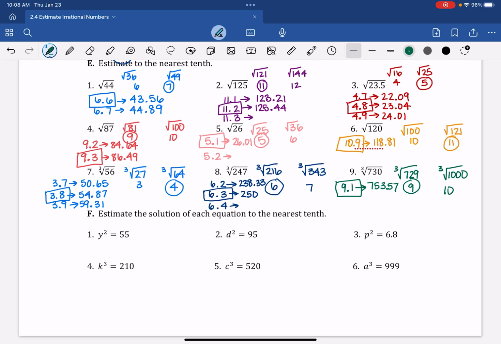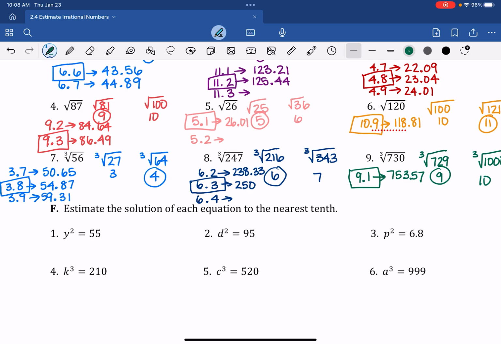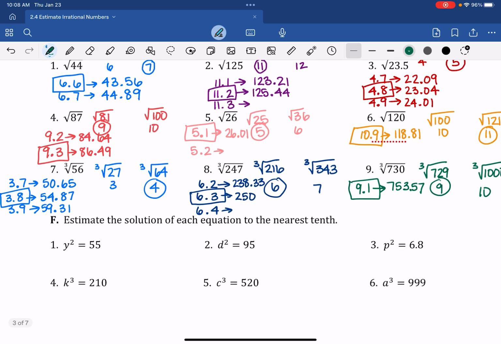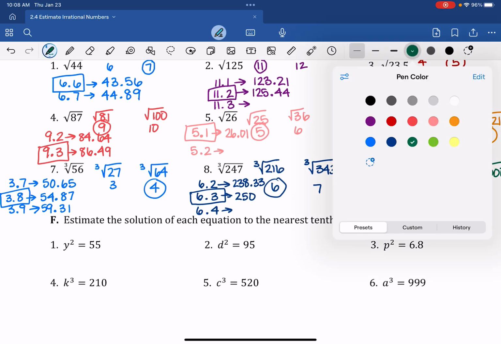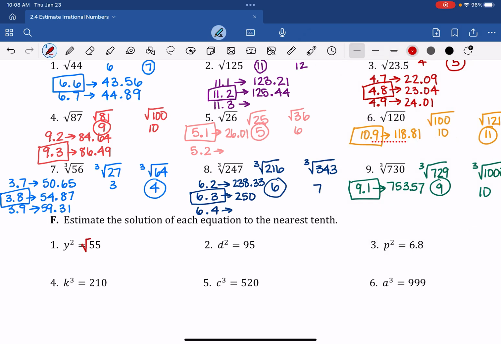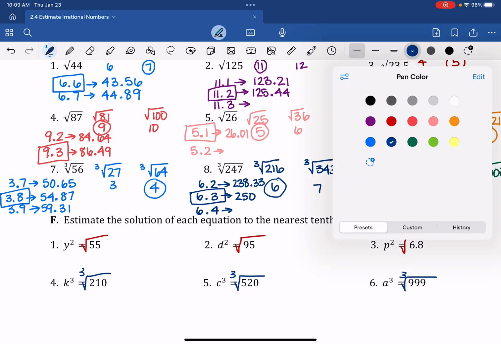Okay. That was kind of a lot. If you need to pause the video, you can. On this next section, I'm going to have you work on it, but what this is asking you to do is basically the same thing you did in the section above. You need to solve the equation. So if it's a square, that means you're going to square root the answer. So 1, 2, and 3, you're going to square root, and then you're going to estimate what the decimal is. And on 4, 5, and 6, you're going to cube root and estimate what that decimal is. So pause the video and work on those 6 problems, and then when you're done, push play, and I'll have the answers up here for you.